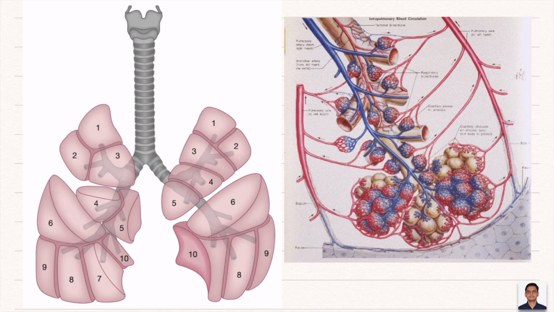They are aerated by the segmental bronchus, also known as tertiary bronchus, and are supplied by this pulmonary artery, and this pulmonary artery divides and reaches the alveoli and divides further to form a capillary network, then drains via the intersegmental pulmonary veins that lie in the connective tissue septa separating one segment from another.